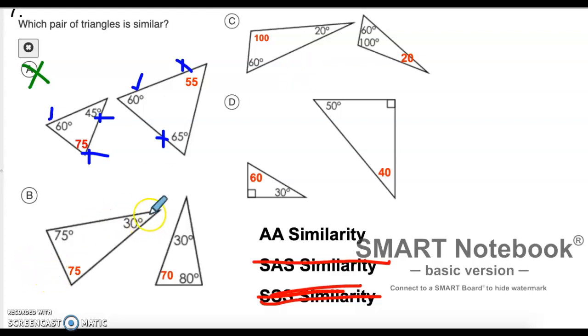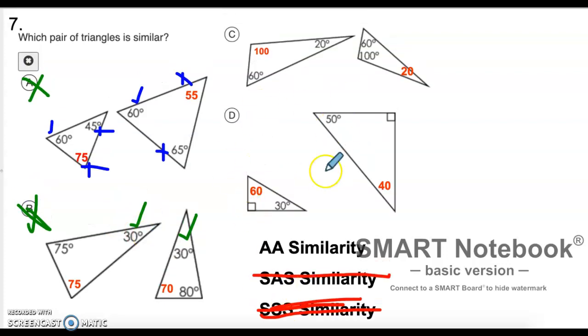If we look at B, both triangles have a 30-degree angle, so that's 1 pair of corresponding congruent angles. But that's it. We don't have 2 pairs. So again, B is not the correct answer. If we look at D, they both have a right angle, so we have 1 pair of corresponding congruent angles, but we need 2 pairs, so it is not D.